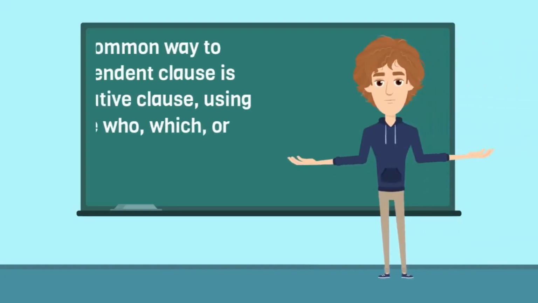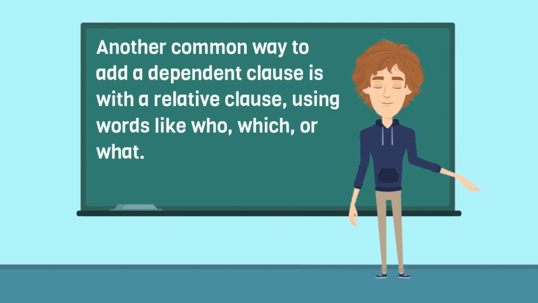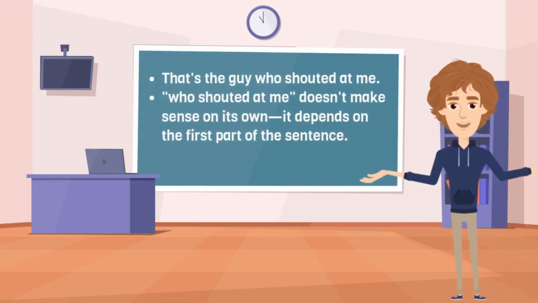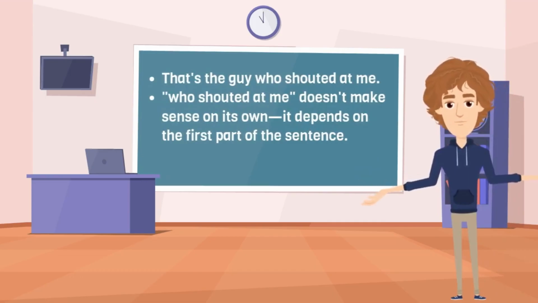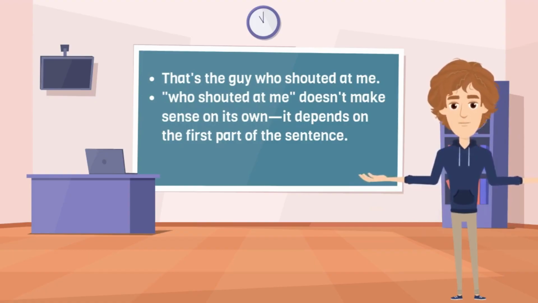Another common way to add a dependent clause is with a relative clause, using words like who, which, or what. That's the guy who shouted at me. Who shouted at me doesn't make sense on its own. It depends on the first part of the sentence.